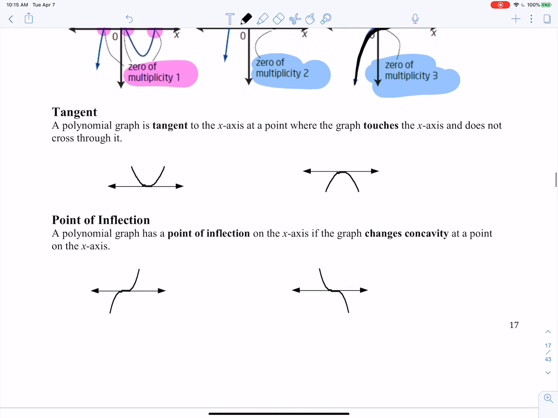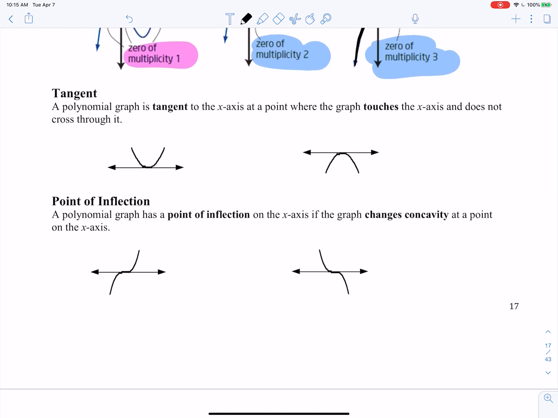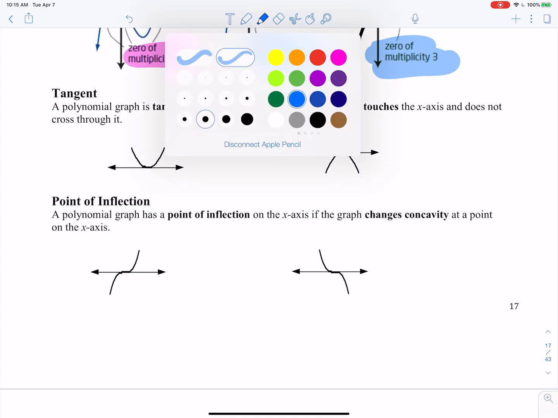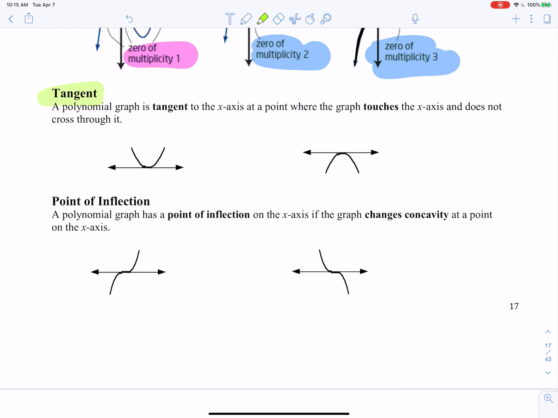So let's take a look at some definitions. First, tangent. A polynomial graph is tangent to the x-axis at a point where the graph touches and does not cross through it, but it does have a 0. We consider it a 0, touches at one point and comes off.